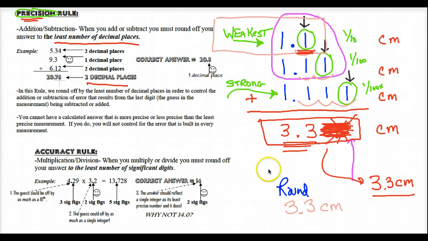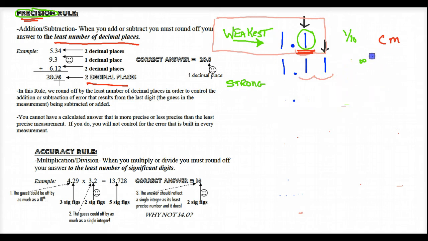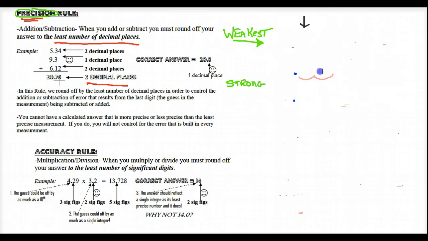What if you multiply? Now you should understand when you multiply, what you're doing is you're adding several times over and over and over again. So when you multiply, you probably would expect, how do we control for this error? We should round off to the least number of decimal places.